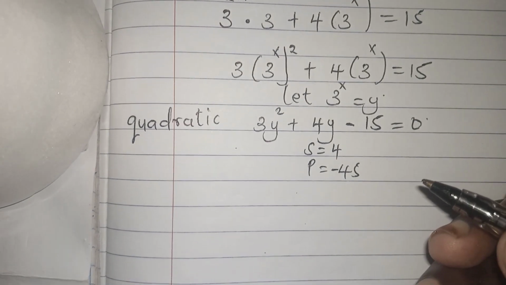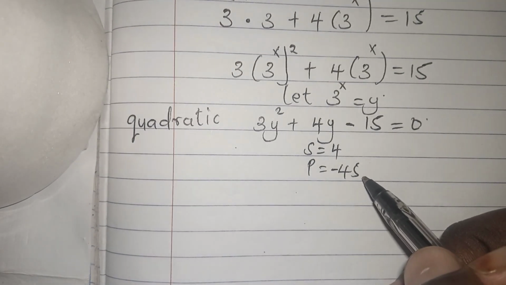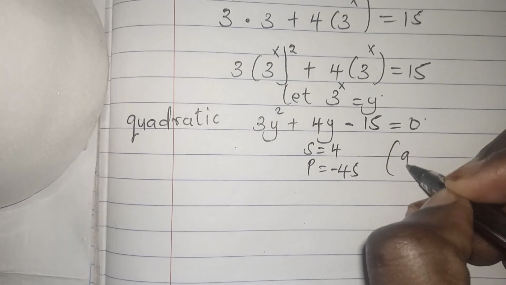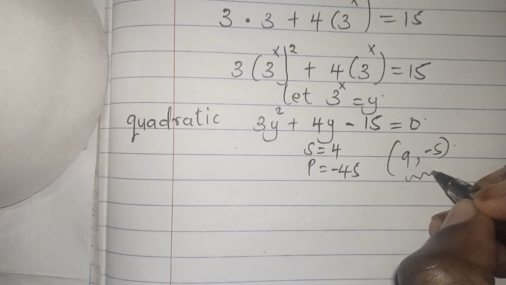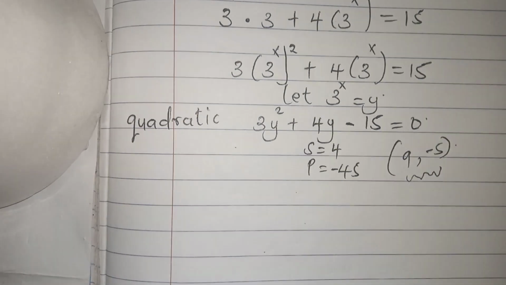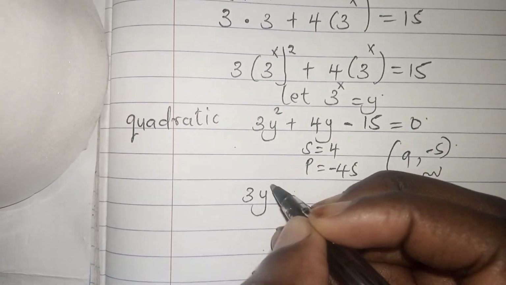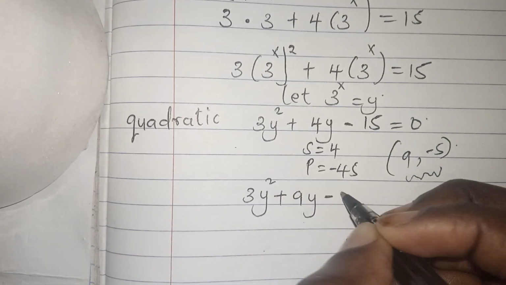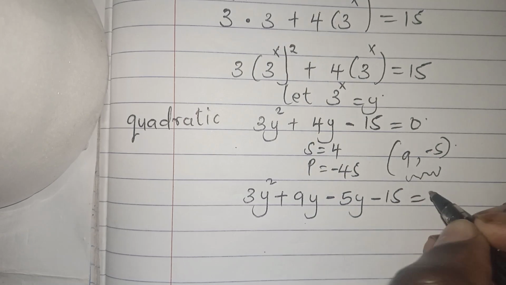So we shall look for two numbers. When we multiply them both, we get negative 45. When we add them, we get 4. So these two numbers are 9 and negative 5. So we are going to substitute these numbers in our quadratic equation. So this will be 3y squared plus 9y minus 5y minus 15 is equal to 0.